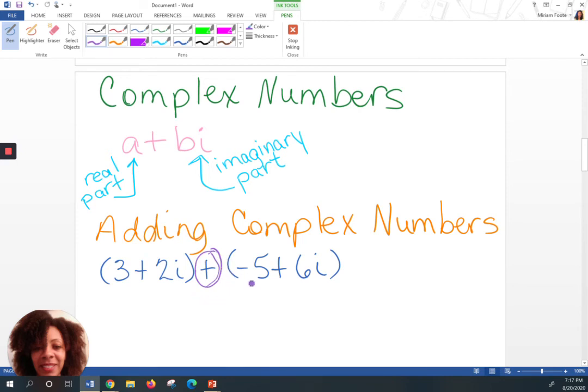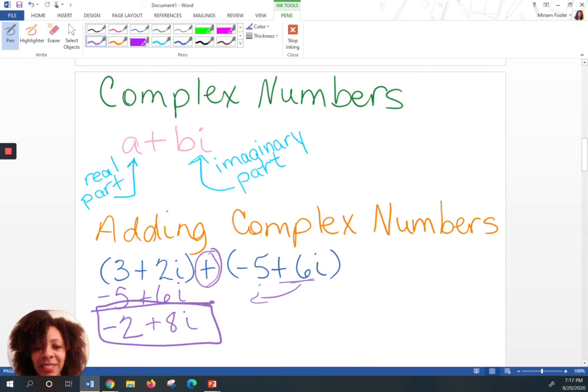So if there's a plus sign, the signs stay the same. Vertical math is typically better and easier for some students. So I'm going to take this -5 and I'm going to put it under the real number over here. I'm going to take the positive 6i and I'm going to move it over to the imaginary part. Now I can clearly see that I am adding 3 plus -5, which is -2, and then 2i plus 6i, which is positive 8i. So this is my answer if I am adding a complex number.